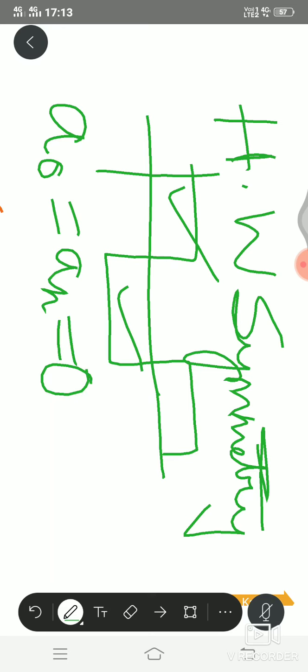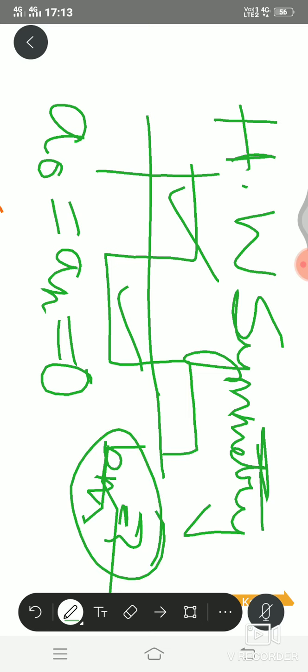So we need to only find out B n. Let us write down B n only. Three constants are there, as we have discussed. A naught and A n are becoming 0, only B n is left with us. So we'll be finding out B n now.